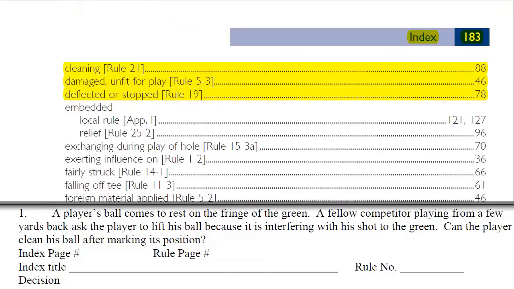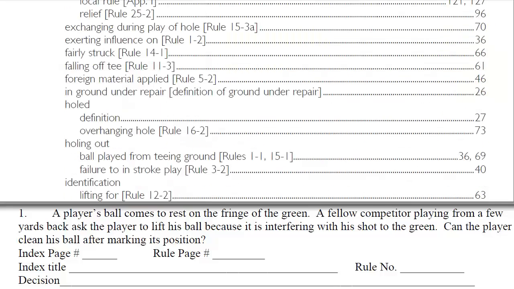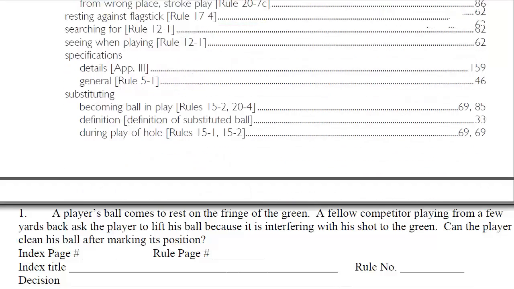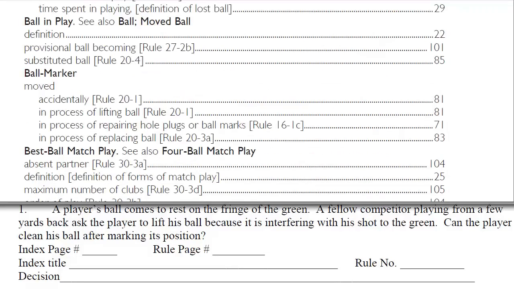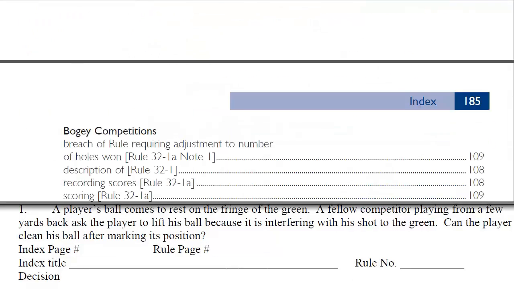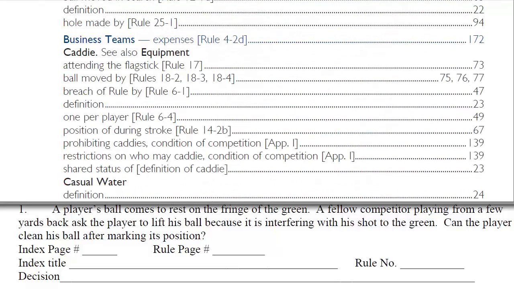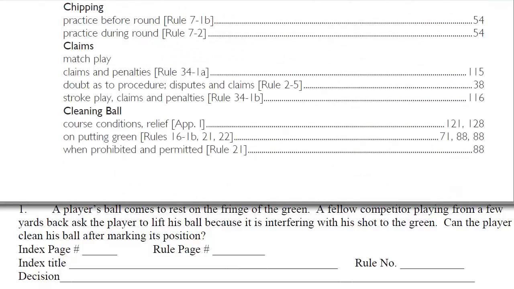So let's just shoot back up here. I see something right here. If we mark the line here, cleaning ball, Rule 21 on page 88. We can probably additionally find it in other places in the index, and let's go down through since we're not too far away from the C's. I'm going to see if there's anything under cleaning, and there is.